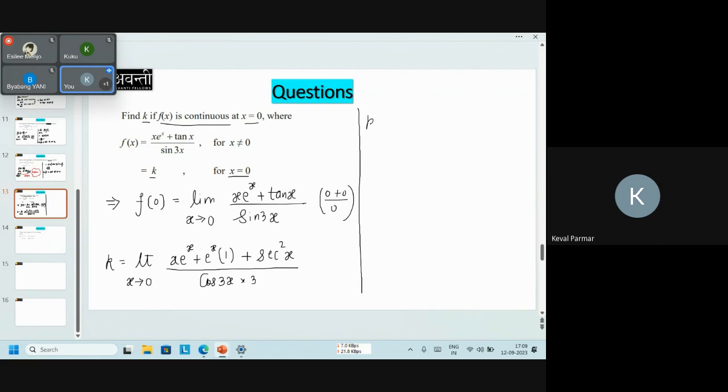So that means k equals, I can substitute x with 0. So here I'll get 0 plus e raised to 0 plus sec square 0 upon cos 0 into 3. So what is e raised to 0? It is 1. What is sec square 0? Again 1. And what is cos 0? 1. So 1 plus 1, 2 upon 3. That means my value of k is 2 upon 3.